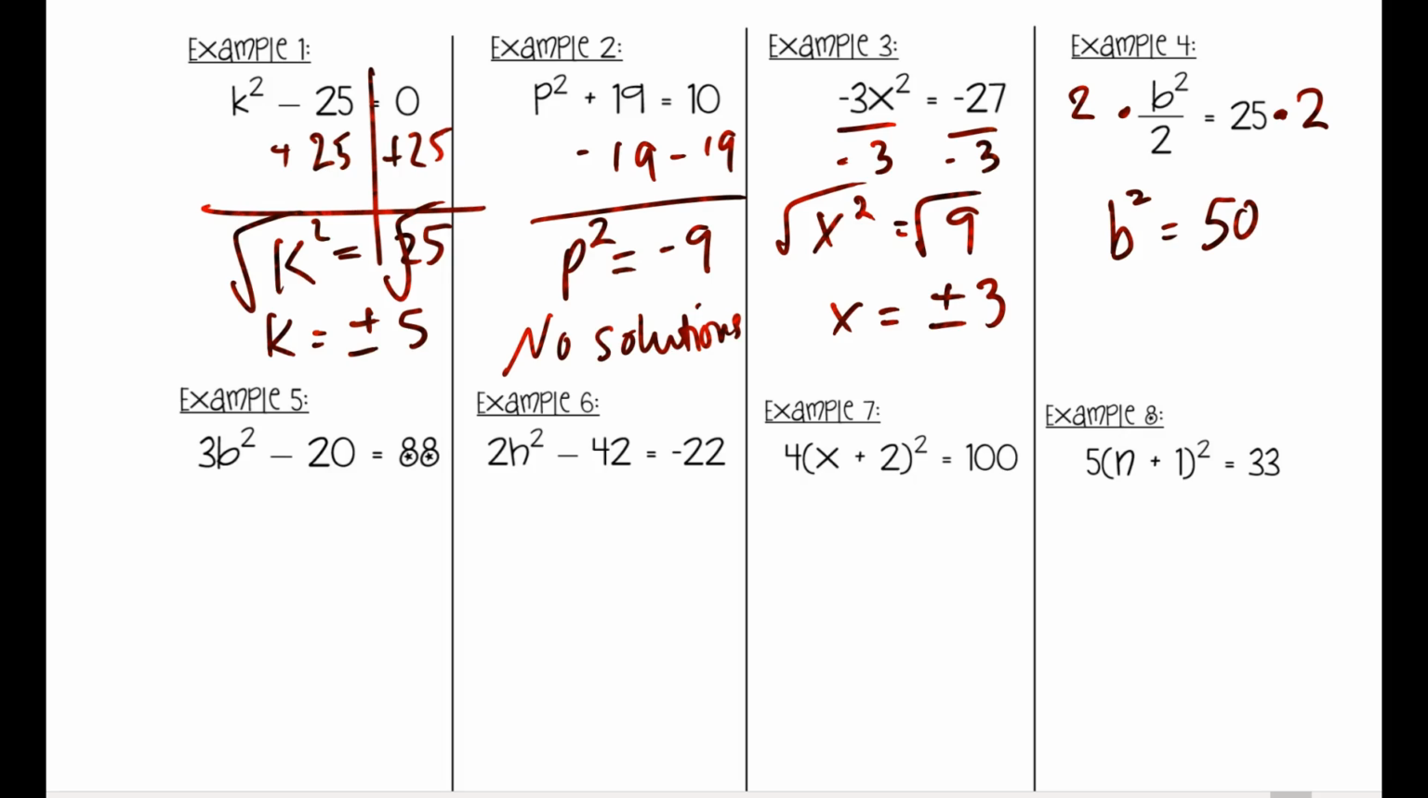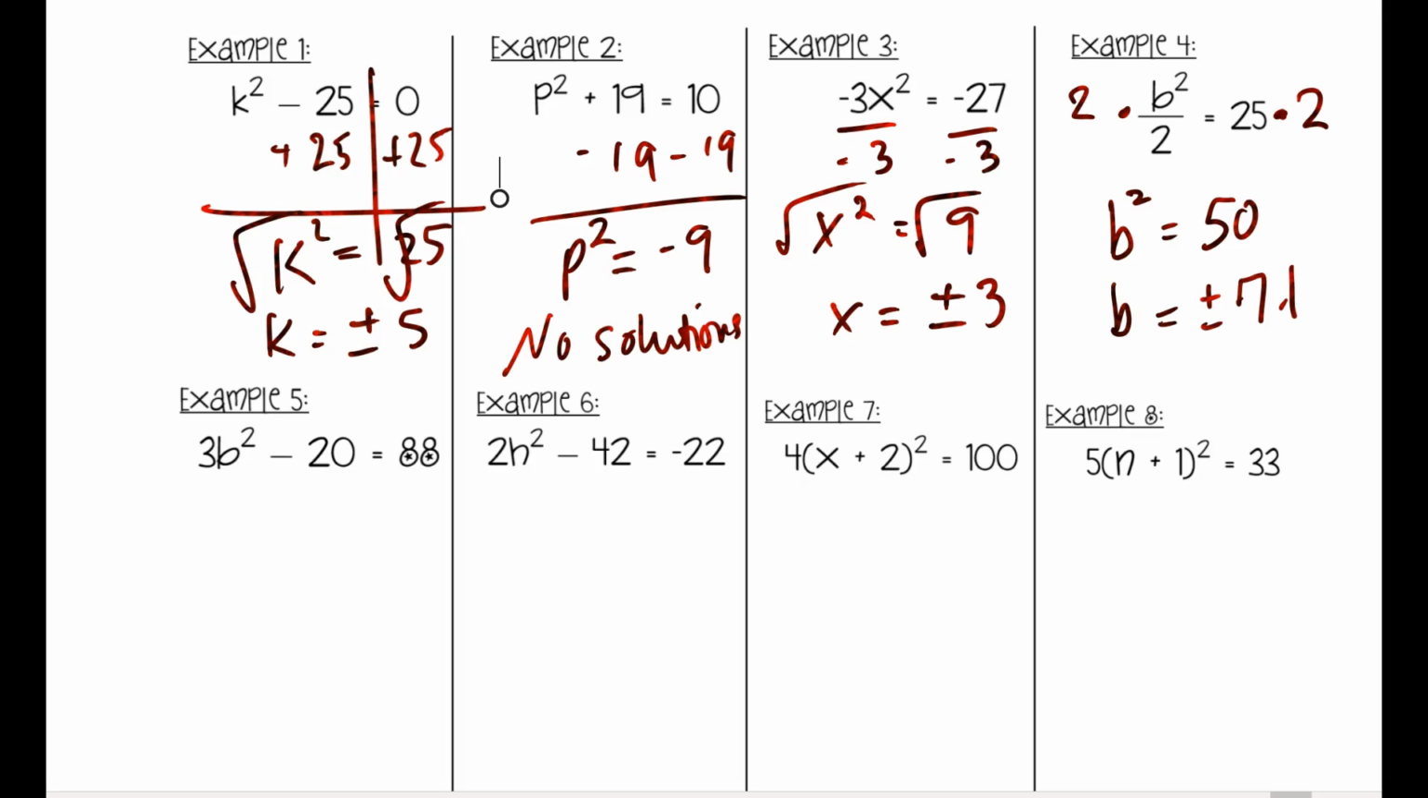So the square root of 50 is 4.4. What am I talking about? I was thinking about 49 in my head. It's 7.07, which gives b to be positive or negative 7.1 because we're rounding to the nearest tenth.